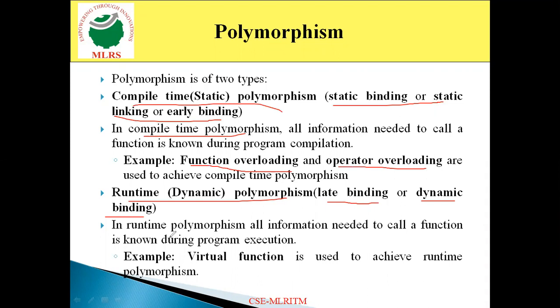Similarly, come to runtime polymorphism. In runtime polymorphism, it is not known which function is going to execute until the program runs. At the time of execution, it selects only one function among two or more functions with the same name to execute. That is runtime polymorphism. To achieve runtime polymorphism, we use virtual functions. These are the types of polymorphism.